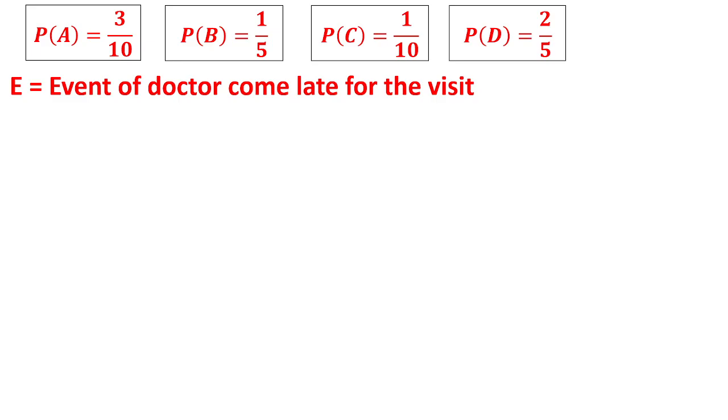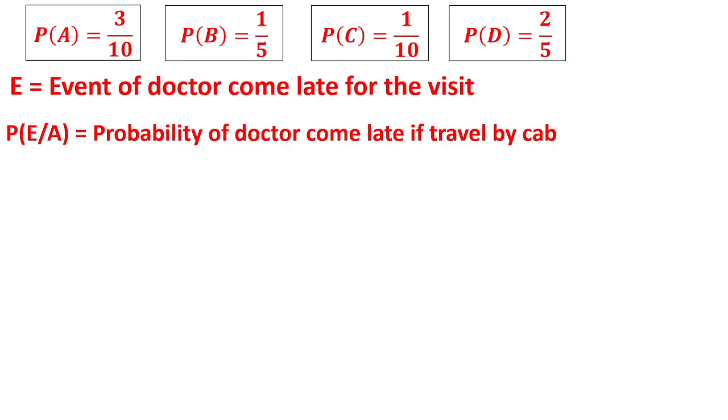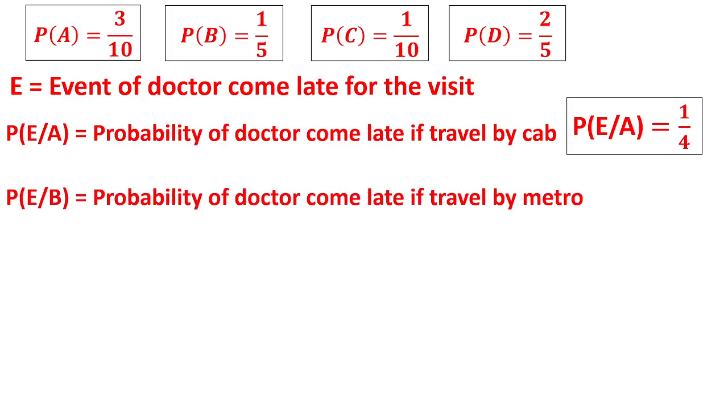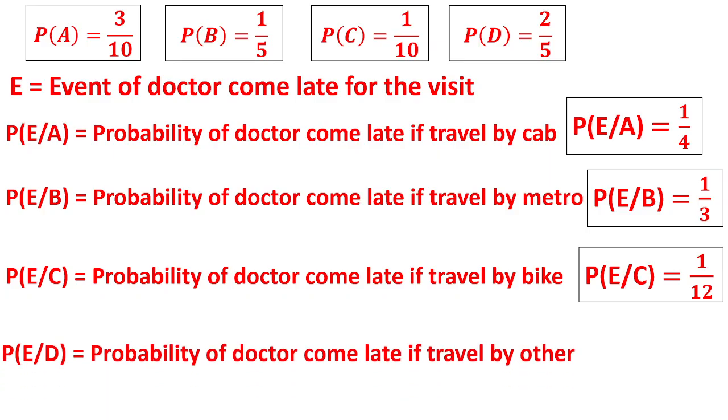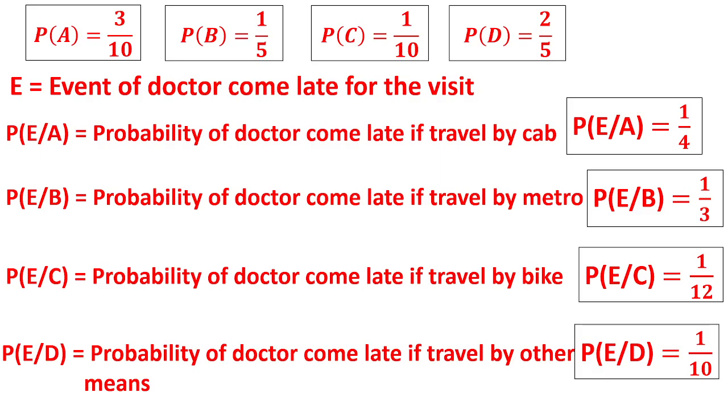Therefore this event, which is coming late, is affected by any of the 4 conditions. Therefore we will go for the first. He is coming late if he travels by cab: E given A. It is also given in the question, 1 by 4. What is E given B? Doctor coming late if he comes by metro, also given in the question, 1 by 3. E given C means the doctor comes late if he travels by bike: 1 by 12, given in the question. Read the question. E given D is coming late by any other means, which is 1 by 10.